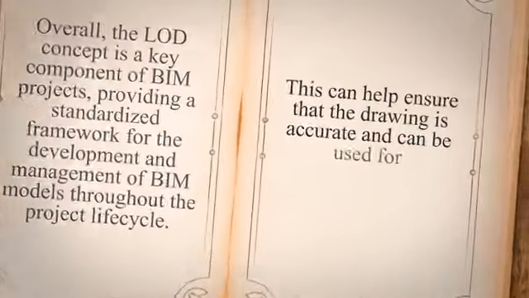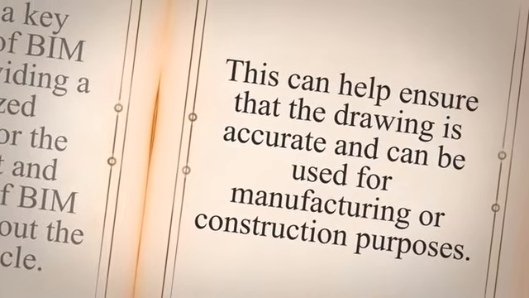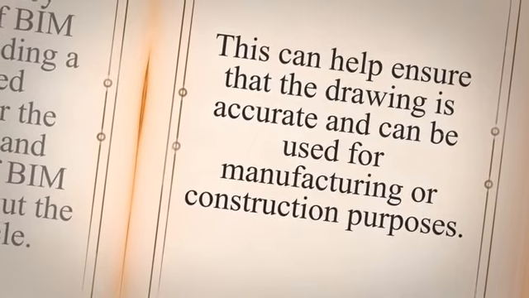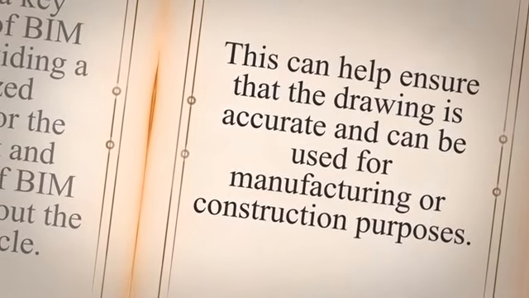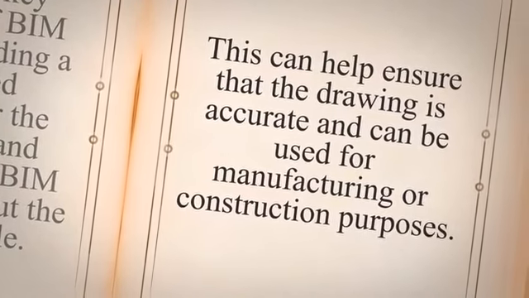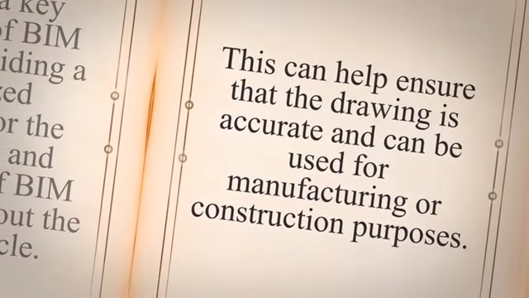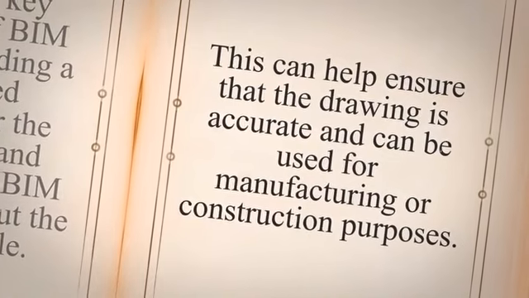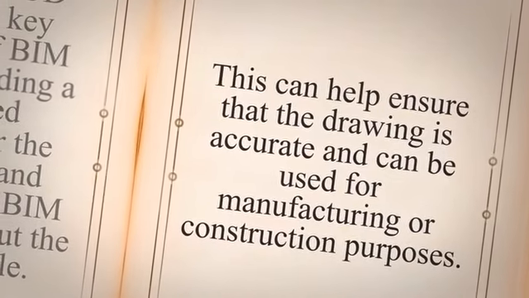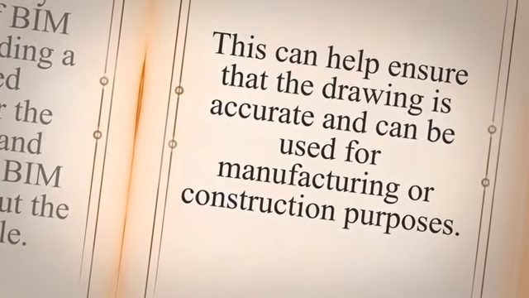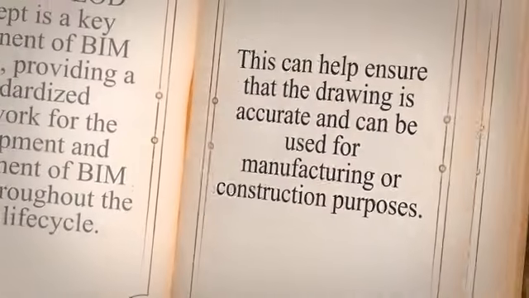The level of detailing refers to the amount of information and precision provided in a drawing. It can vary based on the purpose of the drawing and the intended audience. In general, a higher level of detailing means that more information is included in the drawing, such as dimensions, notes, and annotations. This can help ensure that the drawing is accurate and can be used for manufacturing or construction purposes.